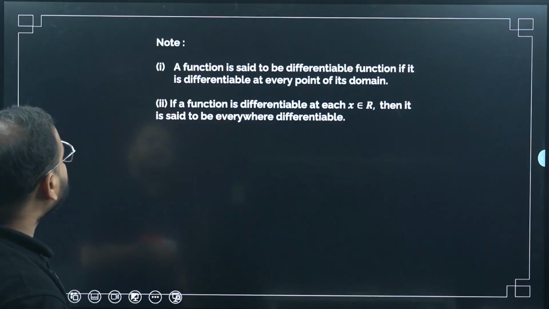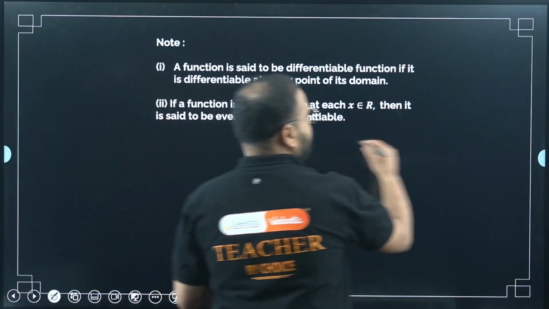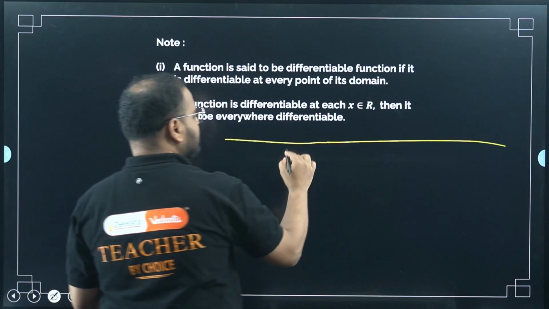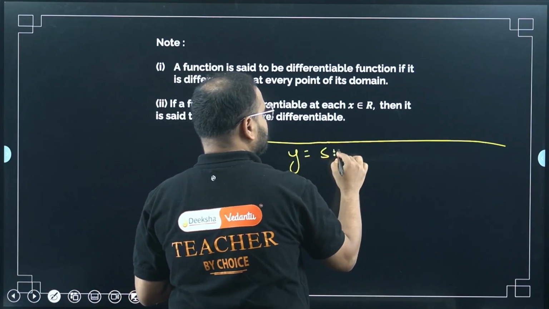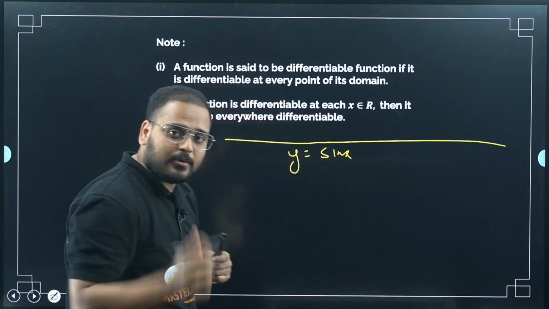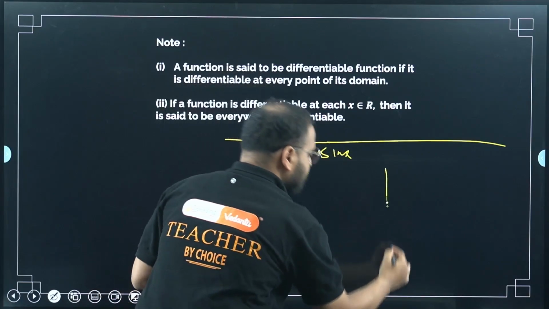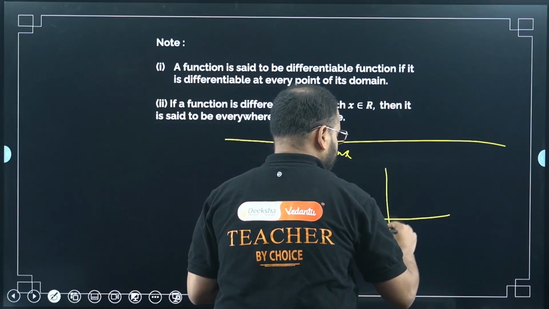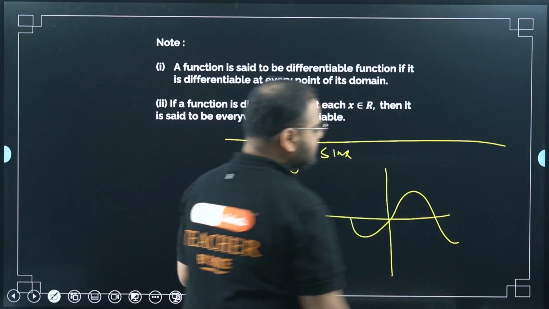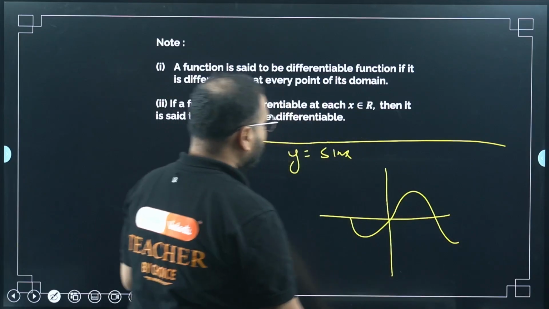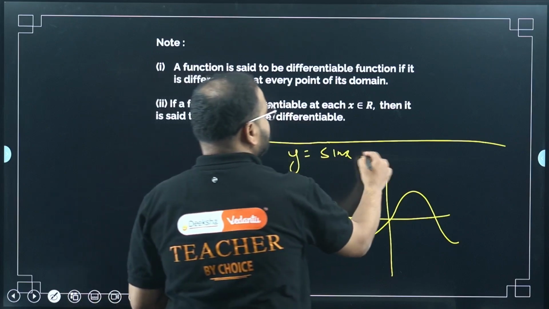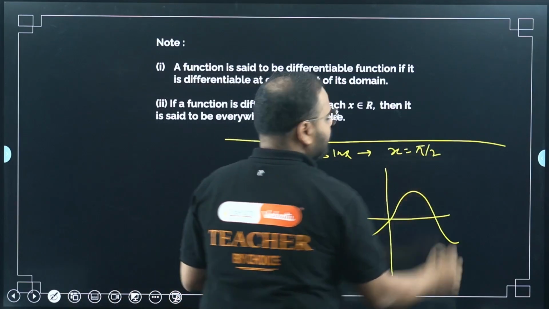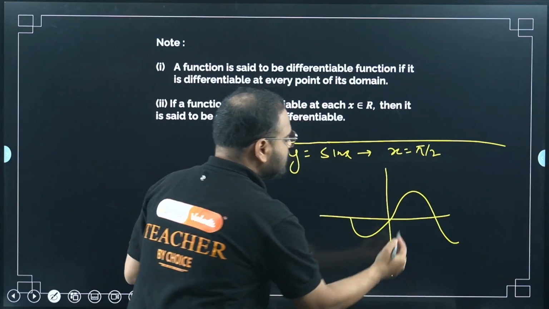All right, let me give you an example. If I take the function y equals sin x, it's a trigonometric function. How does the graph look? Something like this. This is the graph of y equals sin x. Let's check the differentiability at x equals pi by 2, which is 90 degrees. So this is the point.